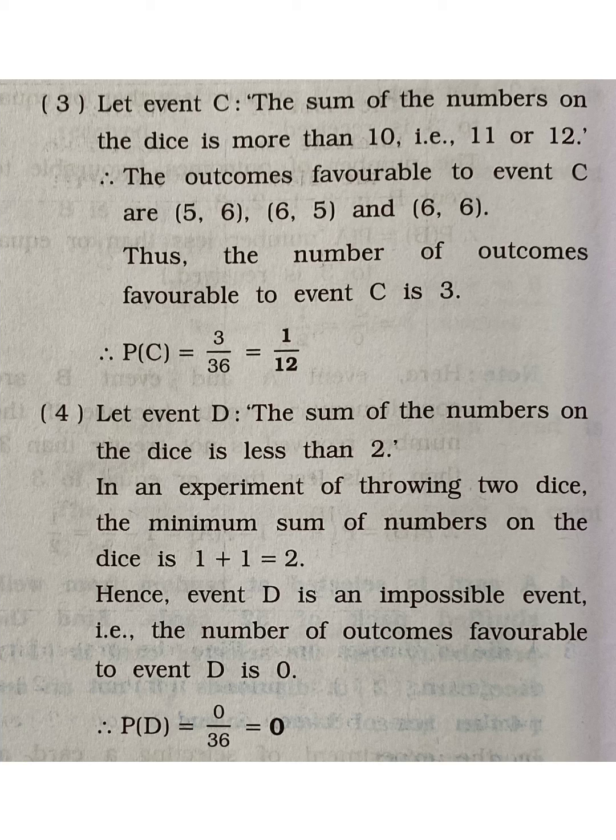Now next we have to find the probability that the sum of numbers on the dice is less than 2. Our first outcome is (1, 1), whose sum is 2. So there is no outcome whose sum is less than 2. So it is an impossible event, and we know that the probability of an impossible event is 0. So the answer to this question is 0.